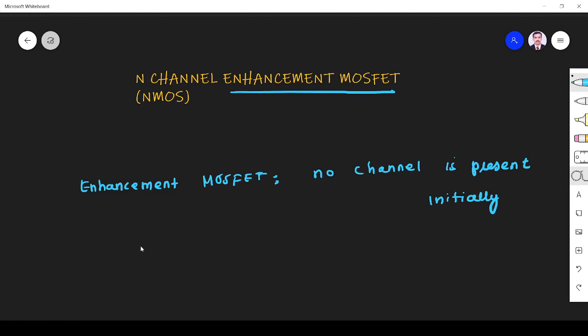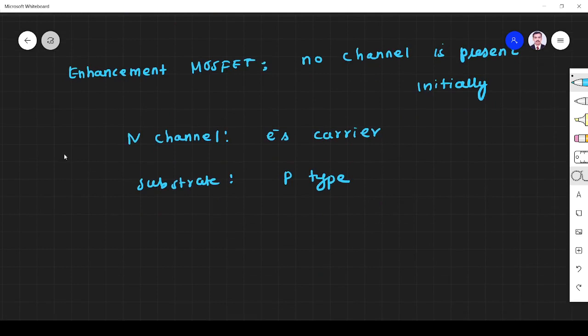As the name itself tells, N channel means the channel has electrons as the carrier. So electrons are the carriers, that is another important point. The substrate is p type. Substrate or body is p type. These are all the points we have to remember.